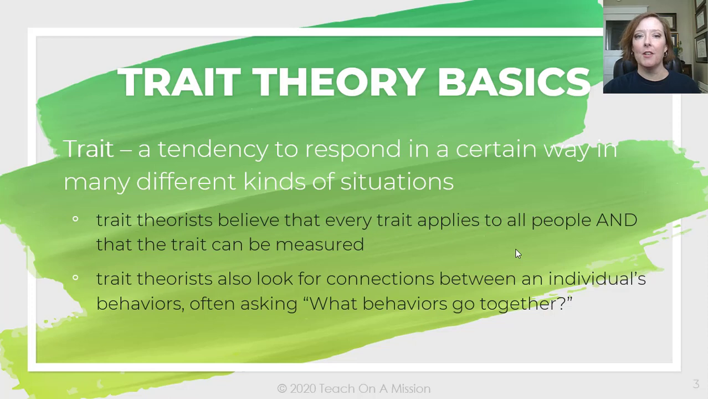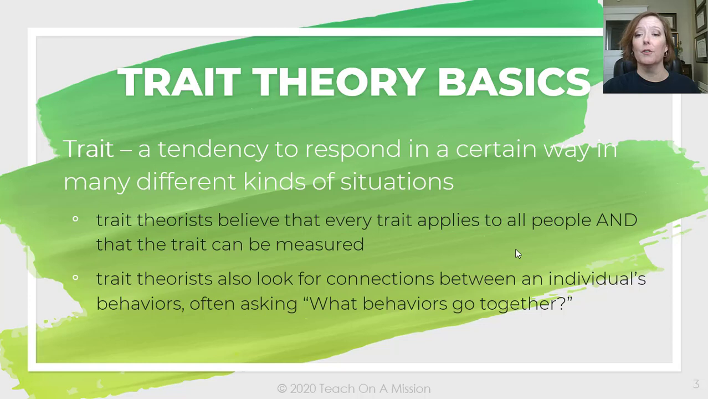A few basics of trait theory here. First of all, a trait is considered to be a tendency to respond in a certain way in many different kinds of situations. So it's basically what people expect you to do in any given situation. Trait theorists believe that every trait applies to all people and that the trait can be measured.